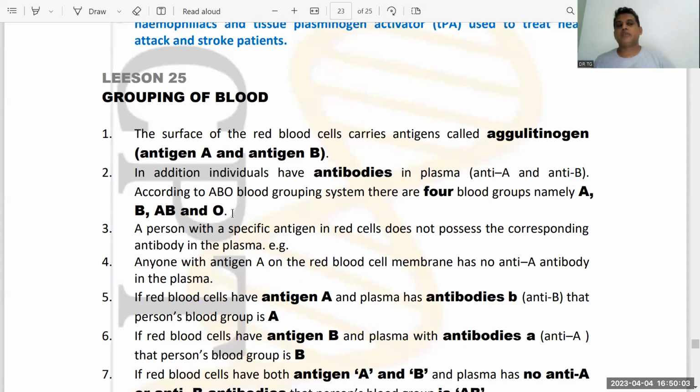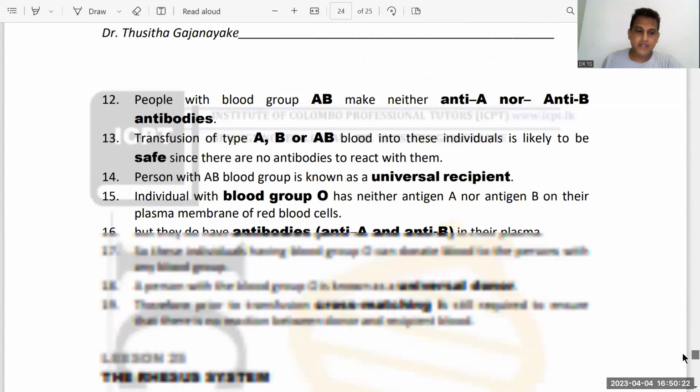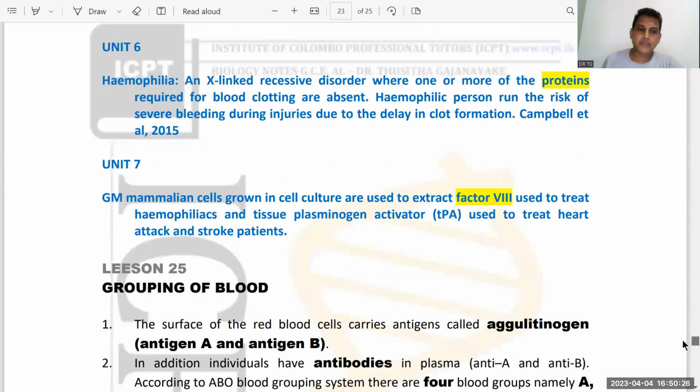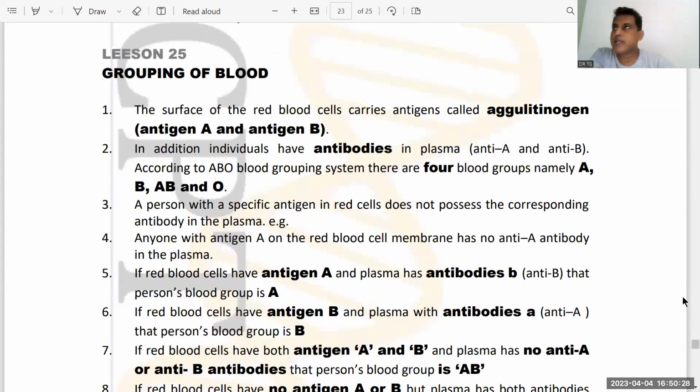Next, we have the last lesson of the circulatory system, grouping of blood. Lesson 25, grouping of blood, and after that, the Rhesus system. Again, something related to the grouping of blood.